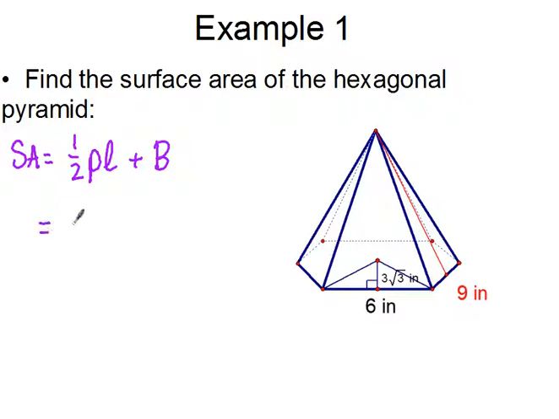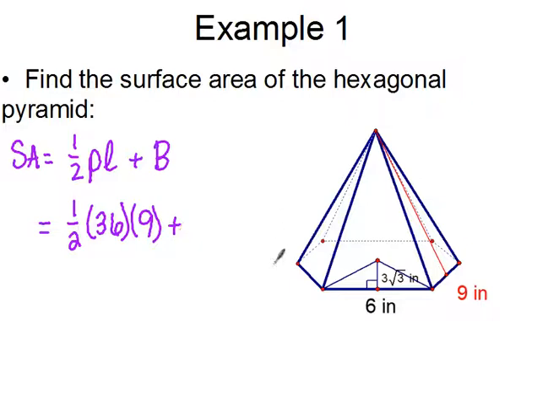Okay? So 1/2. P is the perimeter of the base. So if one side is 6 and it has 6 sides, the perimeter is 36 inches. And then L is the slant height. Usually it's a different color. It's this 9 out here in red. So the slant height is 9. If you don't have the slant height, we'll have to find it.